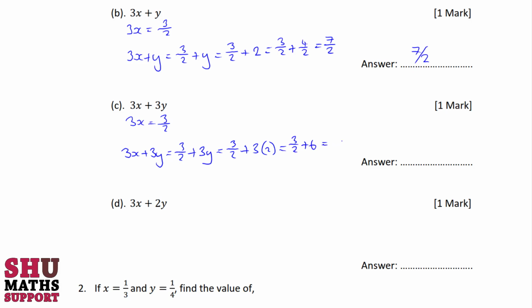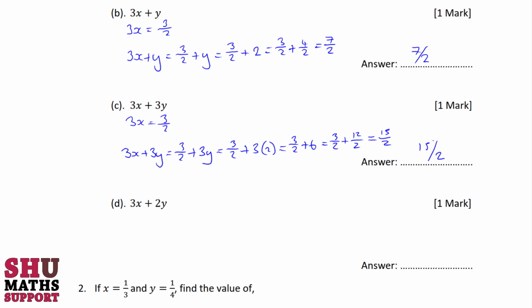And then we want to get the denominators the same, so we can add these together. So 3 over 2 plus 6 is the same as saying 3 over 2 plus 12 over 2. So then the denominators are now both over 2. So then we have 12 plus 3, which is equal to 15. So we have 15 over 2 as our final answer. So we'll put that on our answer line, so 15 over 2.